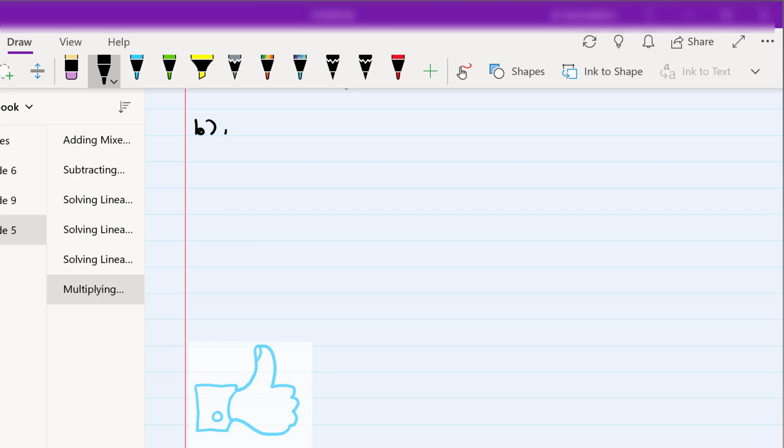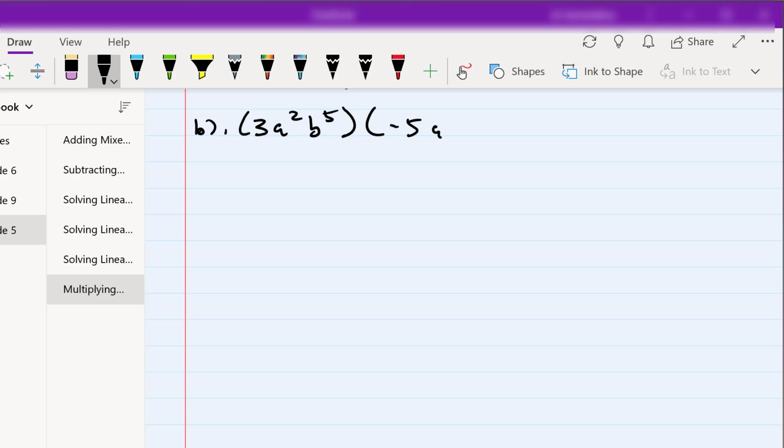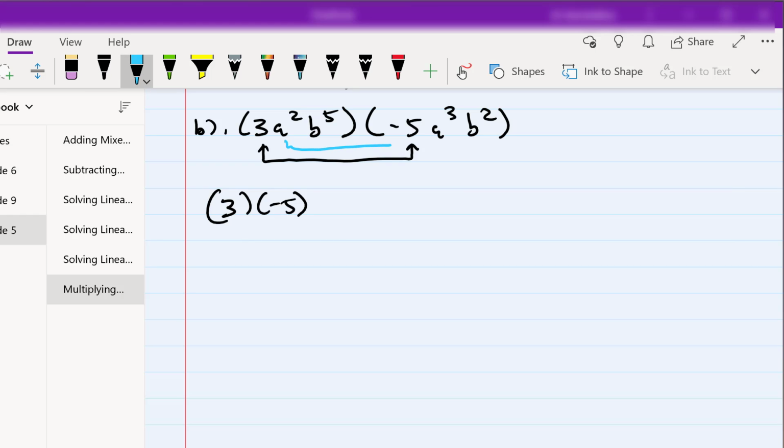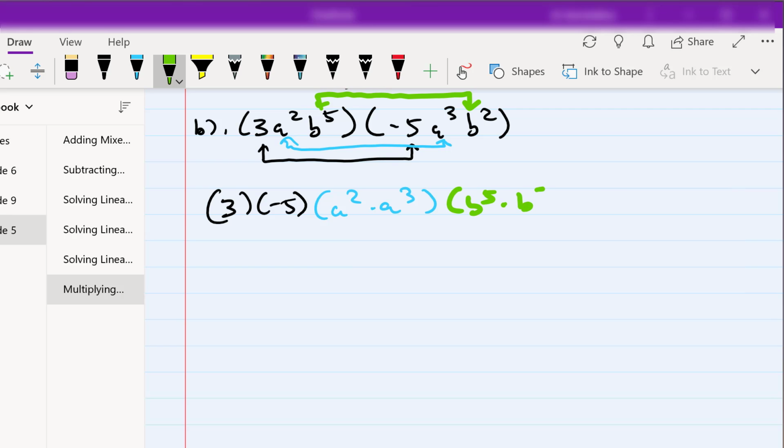Suppose I had another example, 3a squared b to the 5th multiplied by minus 5a cubed b squared. We can solve this by multiplying the constants, 3 multiplied by minus 5, followed by a squared multiplied by a cubed, and then finally b to the 5th multiplied by b squared.